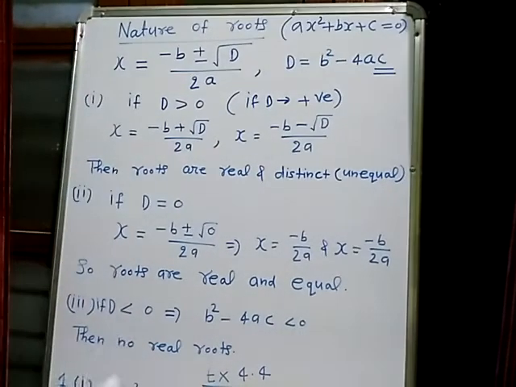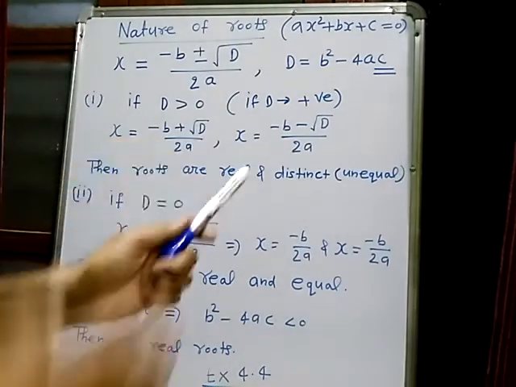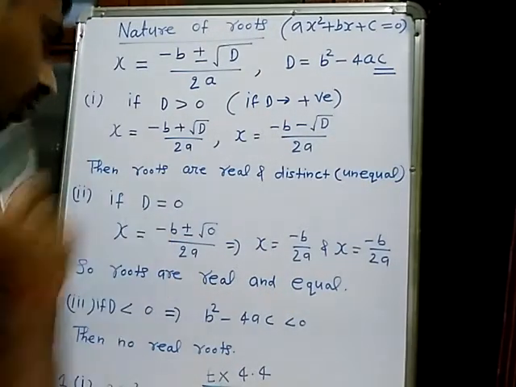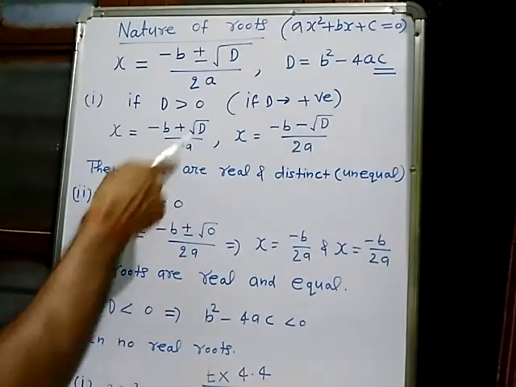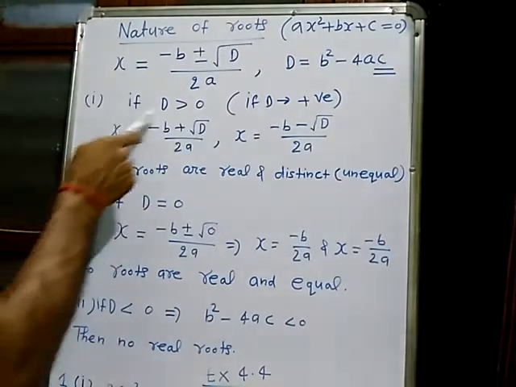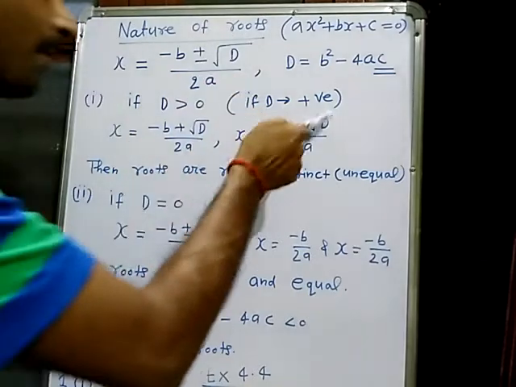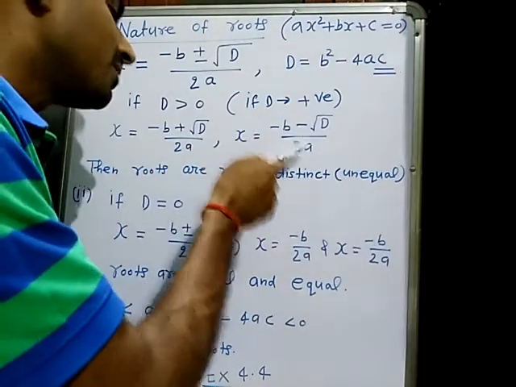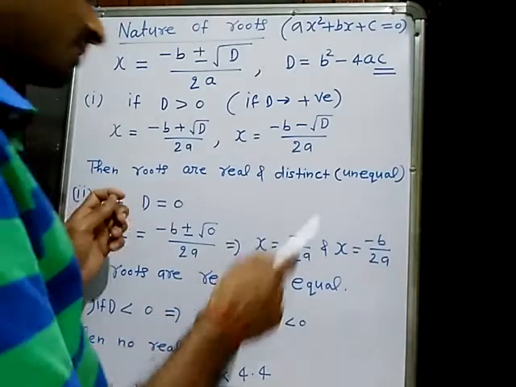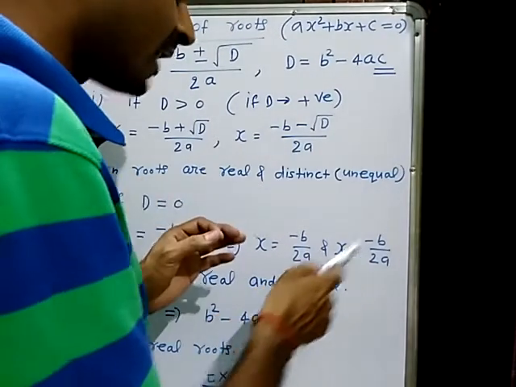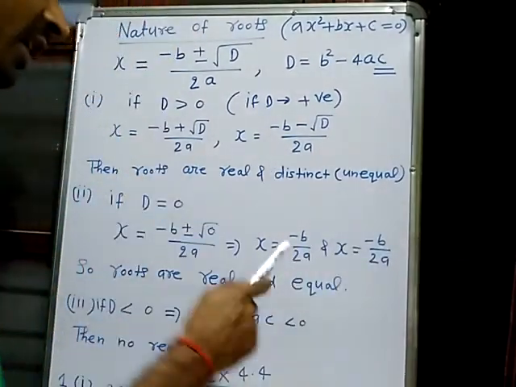Secondly, students, D may be 0. अगर D 0 हो जाए, if D is equal to 0, I will put here 0. So देखो first root, if here we put D as 0, then x = -b / 2a, and here also put 0, x = again -b / 2a. So what you will get? You will get x = -b / 2a first and second also -b / 2a, means you are getting equal roots.